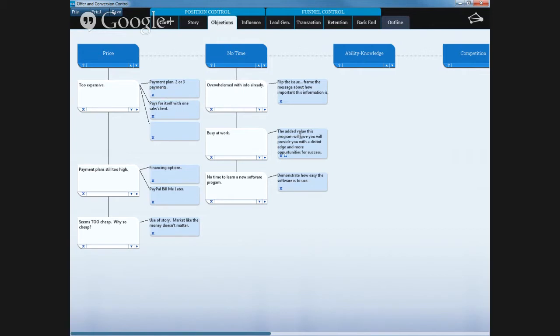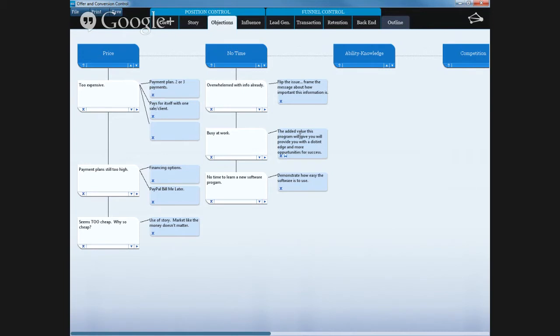In other words, we're going to flip it over. We're going to be talking about how essential this information is, and that is going to answer this sort of overwhelmed with info already. Well, I guess if it's so important, I need to know it. It's just we preempt that thought.